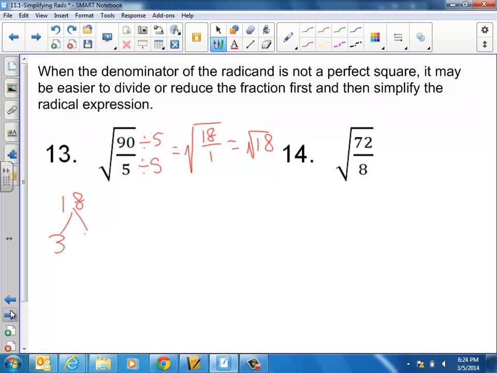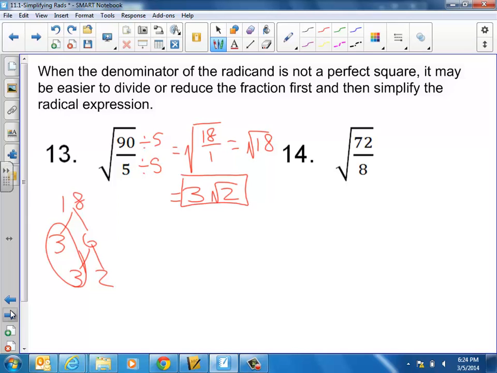18 breaks down as 3 and 6. 6 breaks down as 3 and 2. The 2 3's are going to bust out of jail or try to together. Only one makes it. So our final answer here is 3 radical 2. Again, just by simplifying under the radical first.